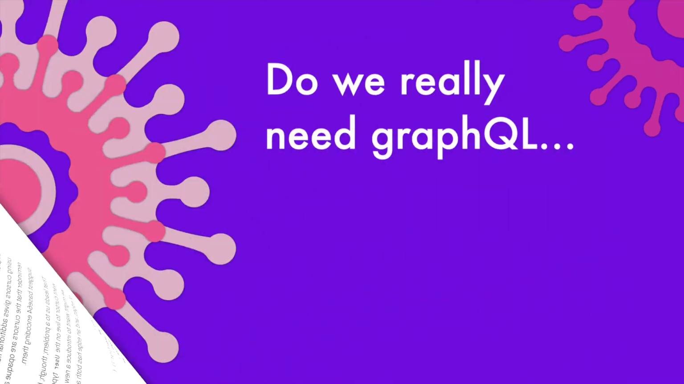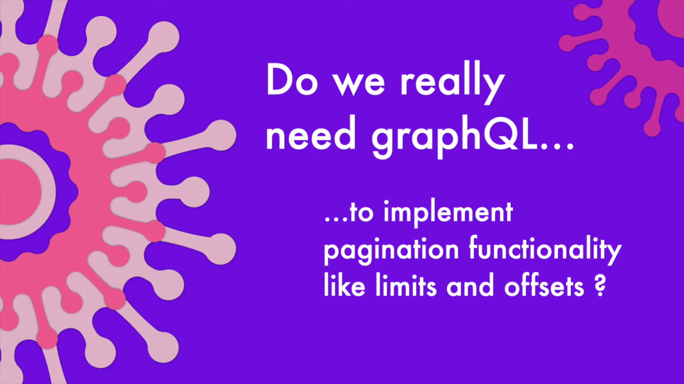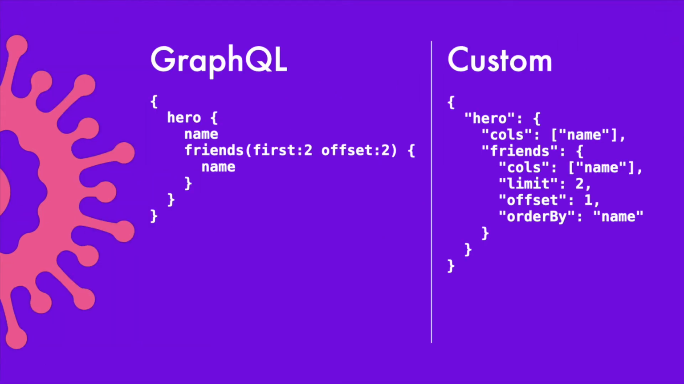But do we really need GraphQL to implement pagination functionality like limits and offsets? You probably guessed the answer, no. Most APIs come with pagination. What's unique here is that we can have a limit on a subarray of data, which is a nice feature. But there's no reason why we can't implement that. And the way we're going to implement it in a JSON format is just to add more parameters. So we have a new limit, offset, and order by parameters.